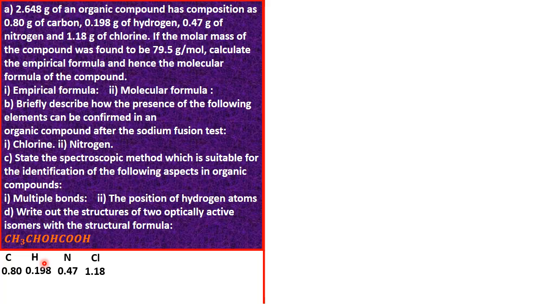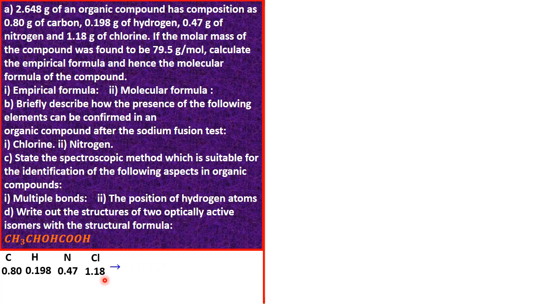So what we are going to start by doing now, friends, is simply to divide our masses by their respective atomic masses. The atomic mass of carbon is 12, so we are going to divide 0.80 by 12. That of hydrogen is 1, so we are going to divide 0.198 by 1. That of nitrogen is 14, so we are going to divide 0.47 by 14. Chlorine is 35.5, so we are going to divide 1.18 by 35.5.